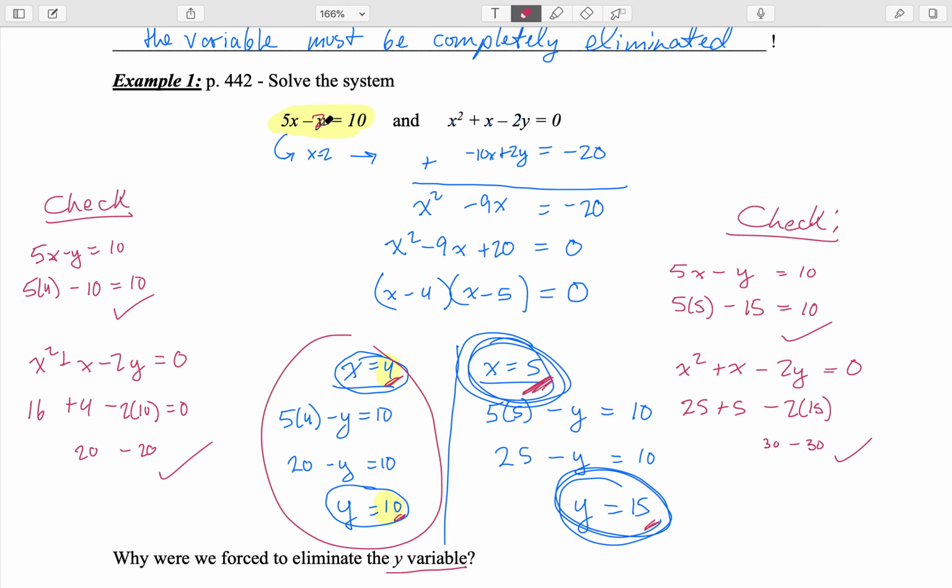What if you were trying to get rid of the x's? I've got a 5x, I've got an x squared. Those don't cancel. Now the 5x can cancel this one, right? However, there is no x squared there. So it's not going to work.